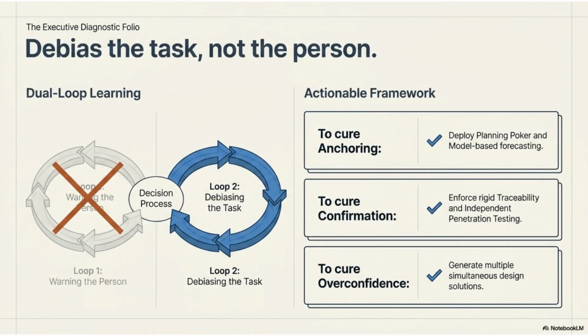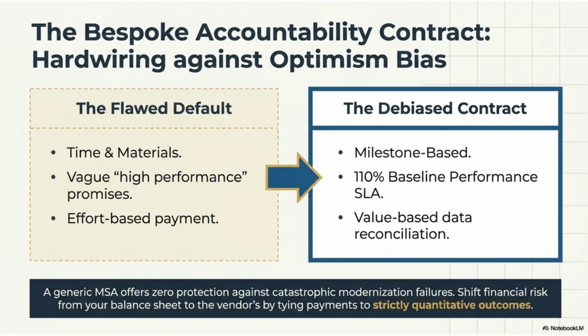We must debias the task, not the person, using dual-loop learning. The actionable framework suggests planning poker for anchoring, rigid traceability for confirmation, and generating multiple design solutions to cure overconfidence. To hardwire against optimism bias, shift from the flawed default of time and materials contracts to a debiased contract. This should be milestone-based with a 110% baseline performance SLA and value-based data reconciliation to shift financial risk.